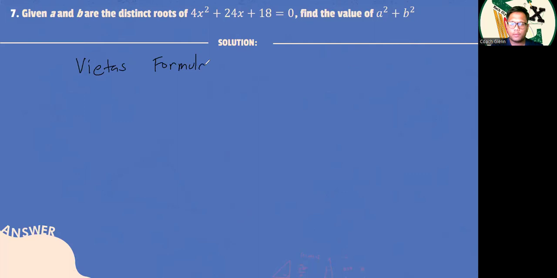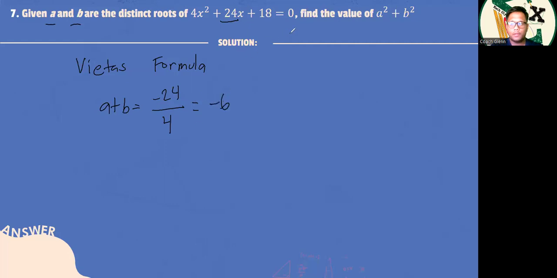So based on Vieta's formula, the sum of the roots, which is A plus B, is just equal to negative B over A. So our negative B, or the numerical coefficient of x, is going to be negative 24. And then your A is 4. So that should be equal to negative 24 divided by 4, which is negative 6.